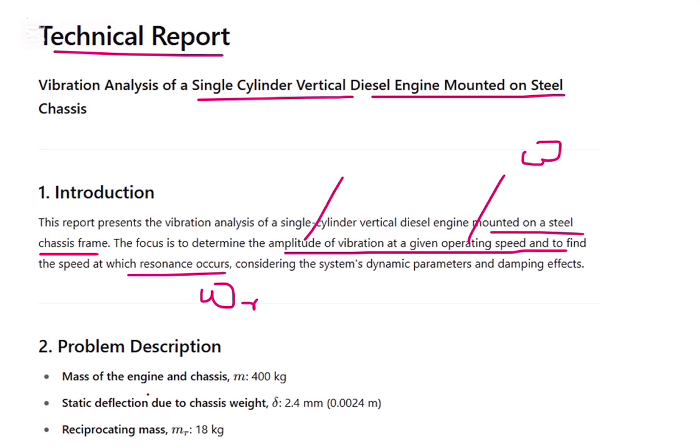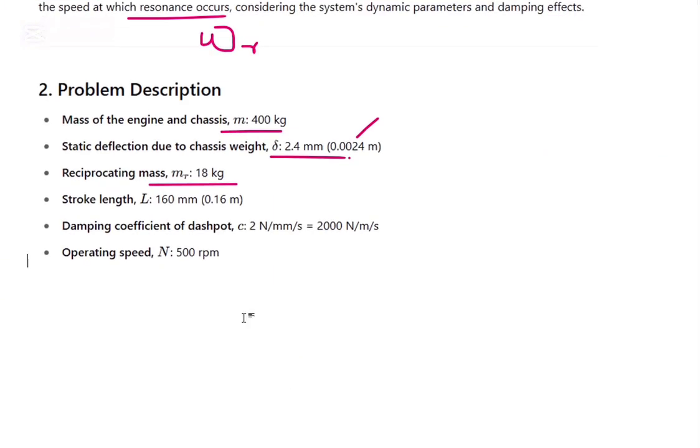So the problem description: mass of the engine and chassis is 400 kg, static deflection due to chassis is 2.4 mm, and that's going to be 0.0024 meter, reciprocating mass 18 kg. The reciprocating mass, that's the one going to cause vibration. And length of stroke, that's 160 mm, that's 0.16, that's going to give us some eccentricity about the mass. And damping coefficient of dashpot, operating speed 500 rotations per minute.